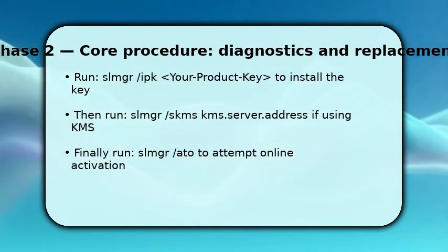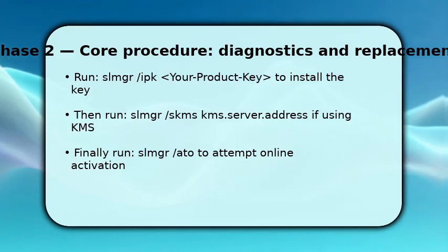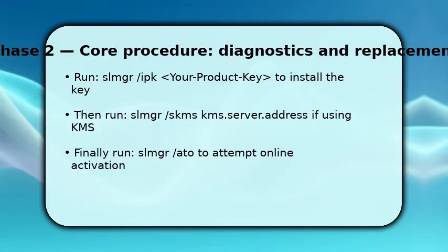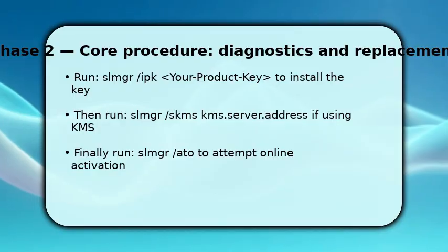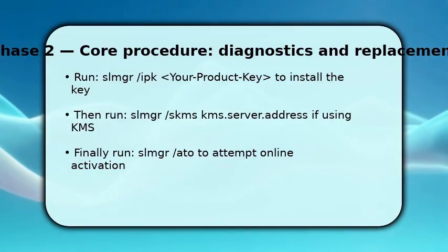First, install the product key with SLMGR /IPK followed by the key. This writes the license into the system. Once done, if you use a KMS server, set it with SLMGR /SKMS and the server address so Windows knows where to validate.